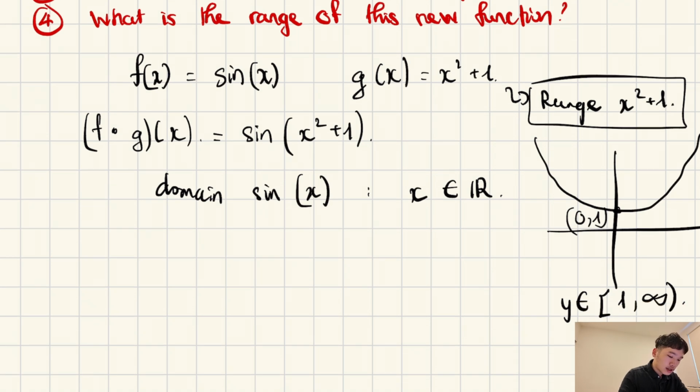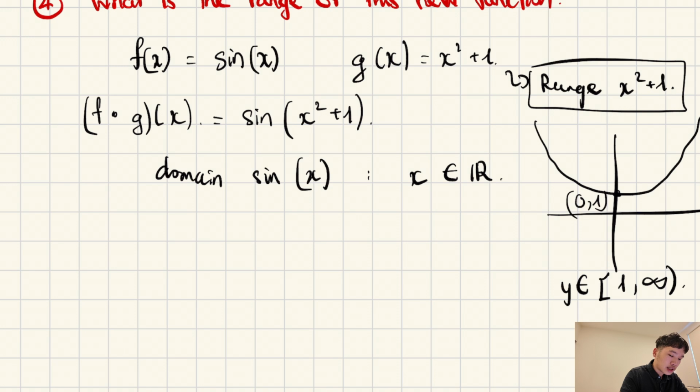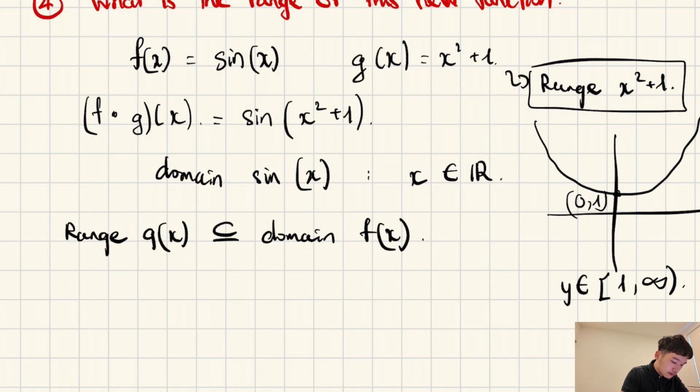So let's continue. We know that the range of x squared plus 1 is from 1 to positive infinity. The domain of sine x is every real number. So the range of g(x) is a subset of the domain of f(x), which means that f ∘ g of x is going to be defined because of these reasons. Okay.